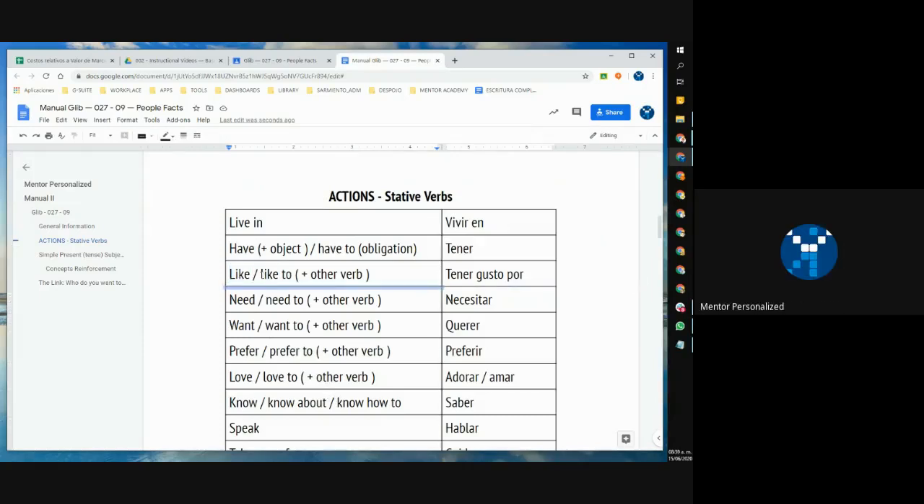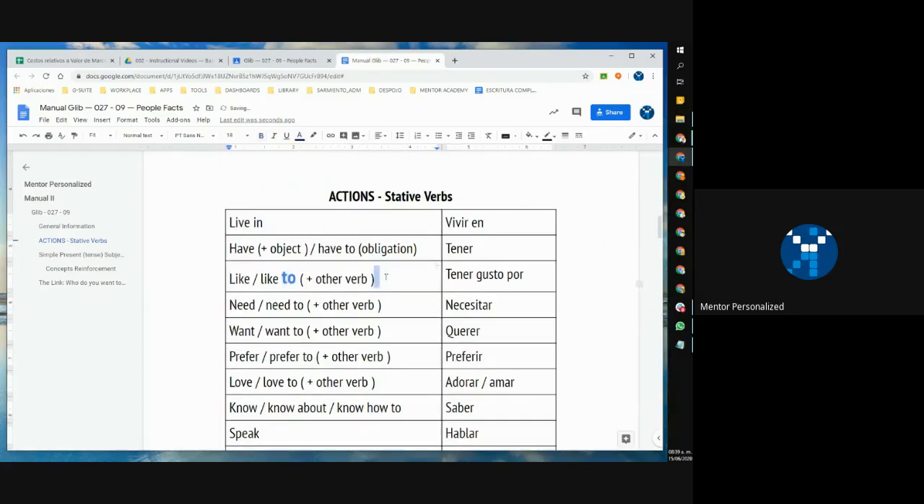Okay, repeat like. Like to. When you use like, you refer to an object. For example, I like chocolate. Repeat. I like chocolate. But when you use to, it's because you combine verbs. For example, I like to go to the movies. Repeat, I like to go to the movies. Very good. I like to eat chicken. To, very important, means the combination of 2 verbs, okay?